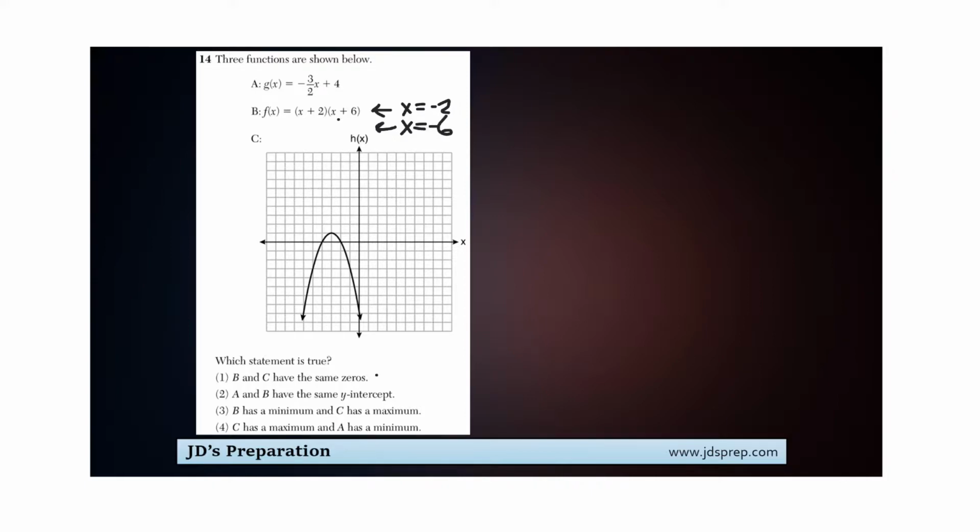Now for c, we can visually tell our x-intercepts are at -2 and -4. So they're not the same. That one's not correct. Number 2 says that a and b have the same y-intercept.